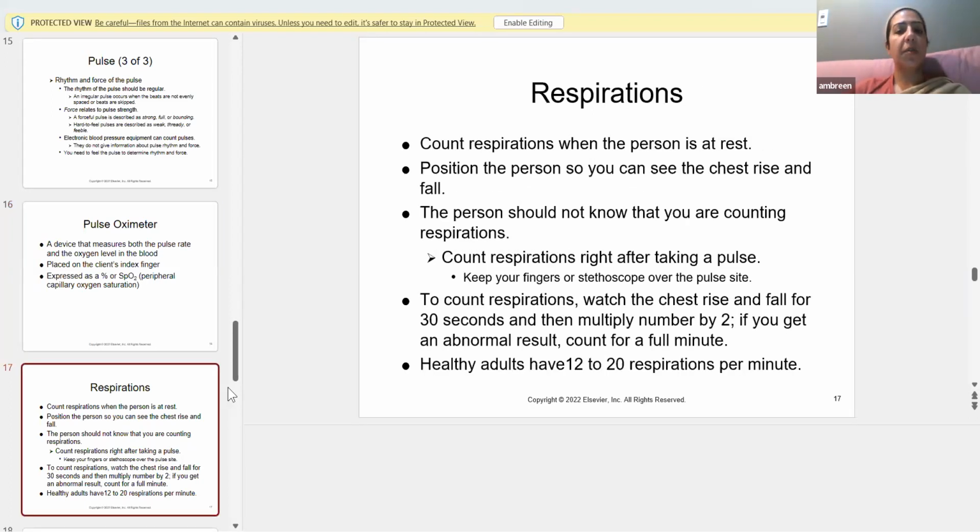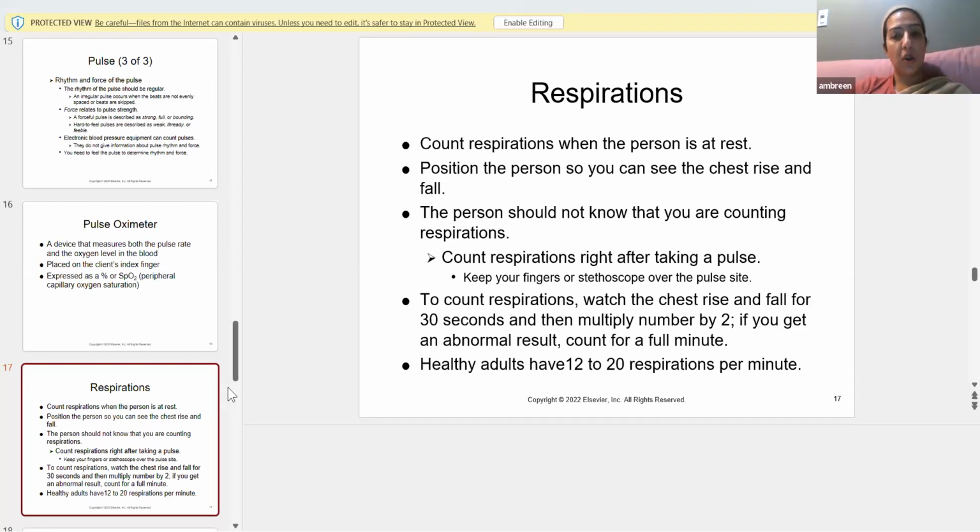Respirations. Count respirations when the person is at rest. Position the person so you can see the chest rise and fall. How do we check the respiration? We see how many times the chest is going up and down. When you breathe, your chest inflates, you exhale, inspire, exhale, and you see there's a rise and fall in the chest. So you count this rise and fall.